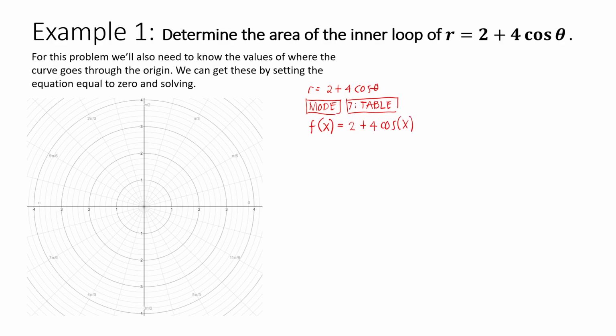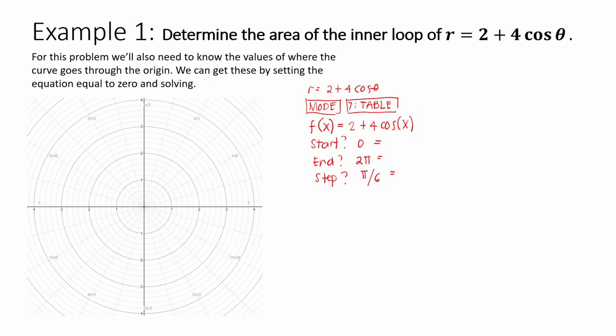Next, after plugging in the equation, the next step is going to ask for the starting value. The starting value is 0, then equal sign, and the end value is 2 pi, then equal sign. Lastly is your step value, which will be the interval starting from 0 towards 2 pi. Our interval is 30 degrees or pi over 6, and then equal sign.